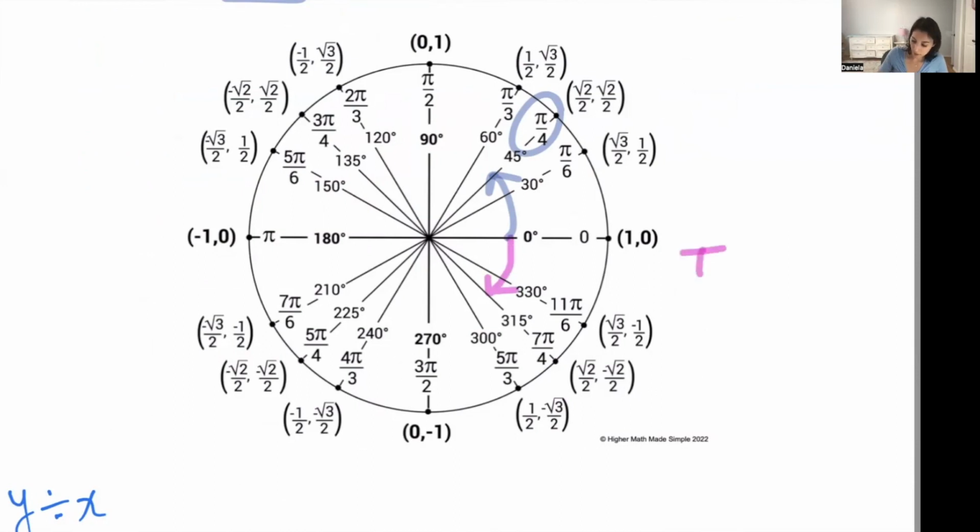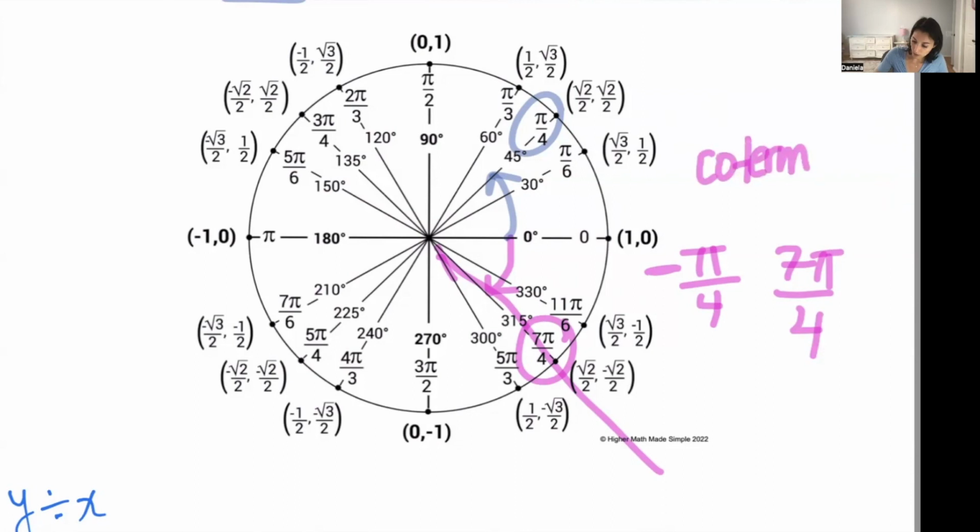So negative pi over 4 is coterminal with 7 pi over 4. So these right here are coterminal angles. Okay, I'm going to abbreviate here, coterminal angles. So again, if you're not very visual and you don't like doing that, you can always do the algebraic method. And every time, how do you find coterminal angles? You either add or subtract 2 pi radians, right?